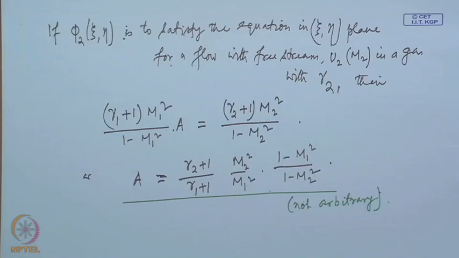Or other way, if we have a solution phi 1 for a transonic flow at M1 and then we choose another function similar to this function phi 1 and we want it to be a solution at M2, then the A is no longer arbitrary, as in case of a subsonic or supersonic flow, where the governing equation was linear. In this case, this A must have this specific value, so that the similar choice can also be a solution.